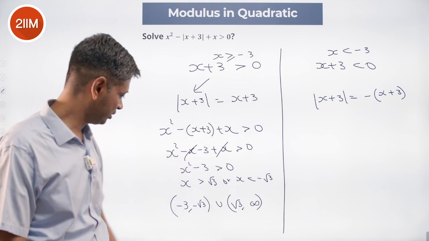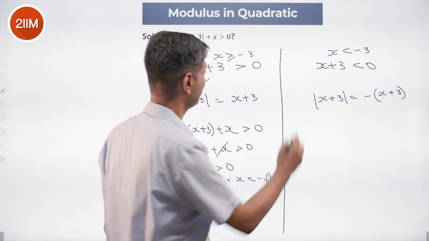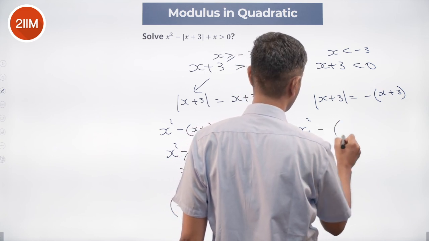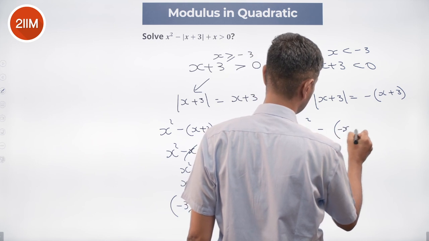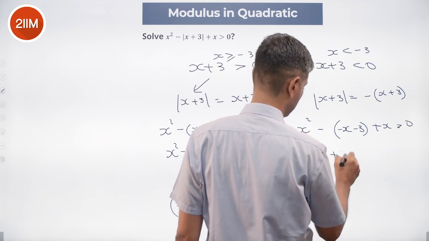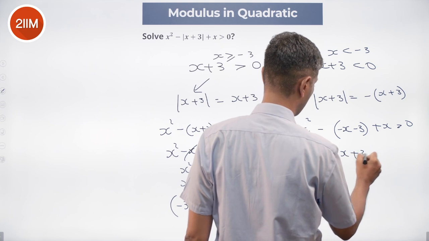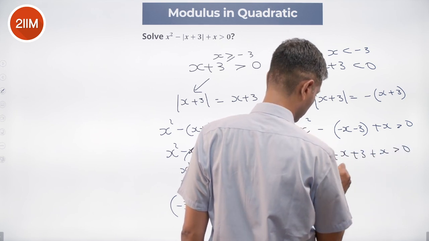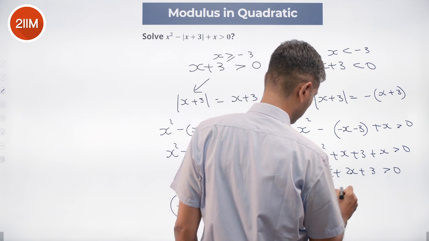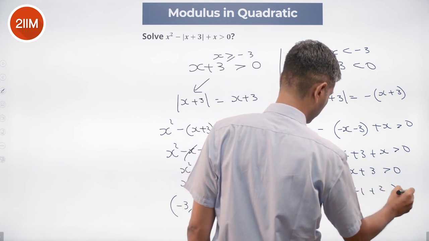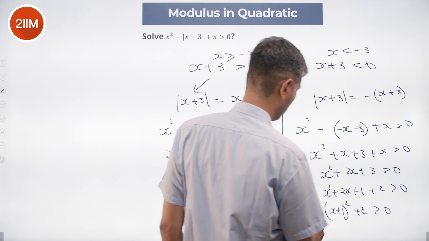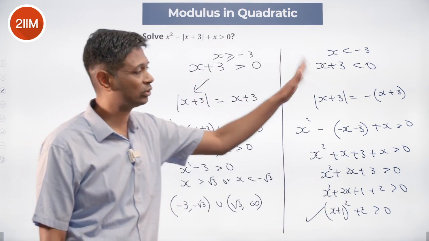When x is less than minus 3, let's attack that. When x is less than minus 3, this expression becomes x square minus of minus x minus 3 plus x greater than 0, which is x square plus x plus 3 plus x greater than 0. This is x square plus 2x plus 3 greater than 0. So x square plus 2x plus 1 plus 2 greater than 0. X plus 1 the whole square plus 2 greater than 0. This always holds good. So when x is less than minus 3, this always holds good.